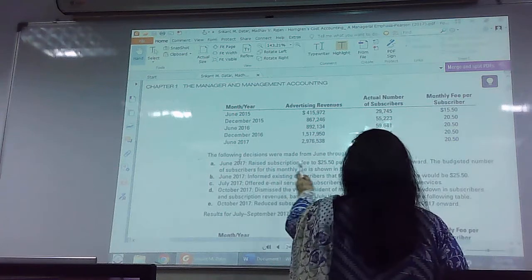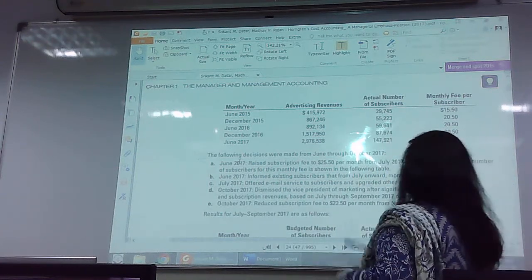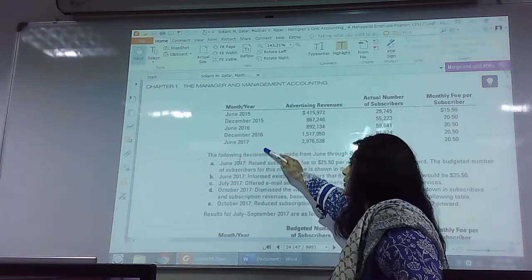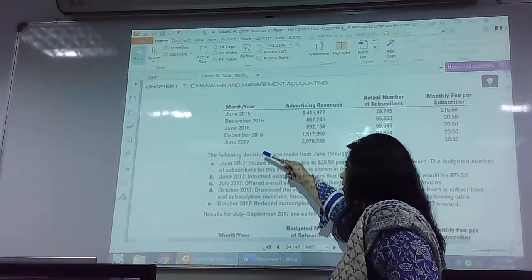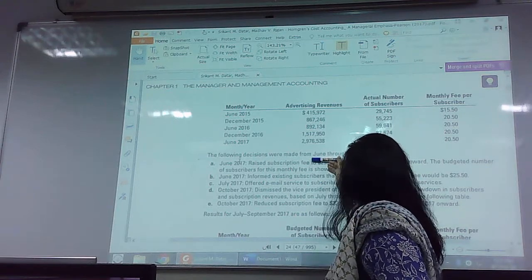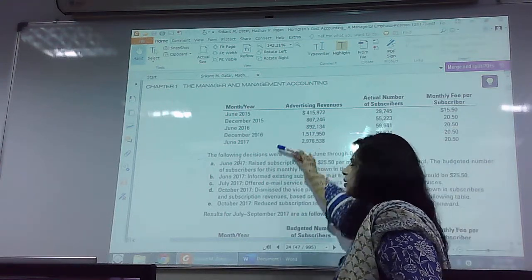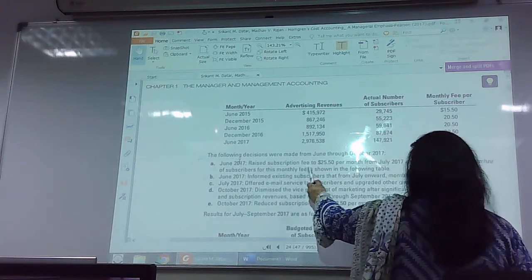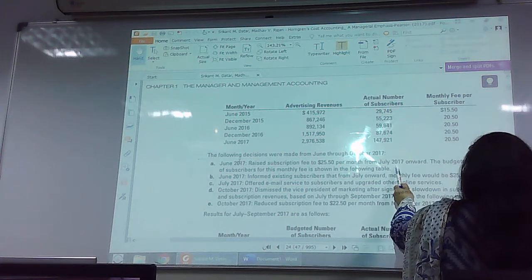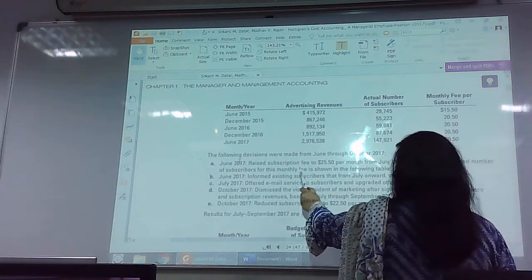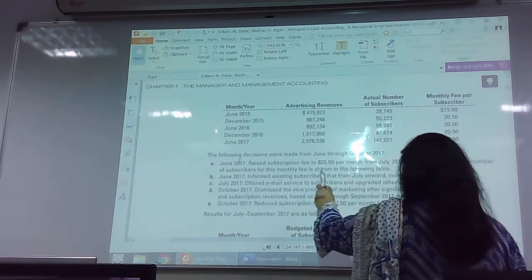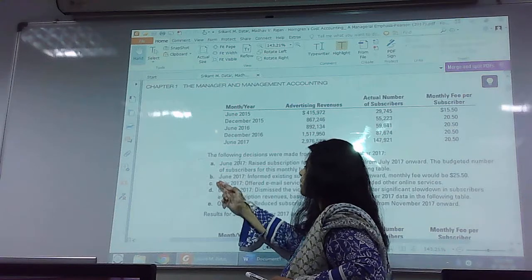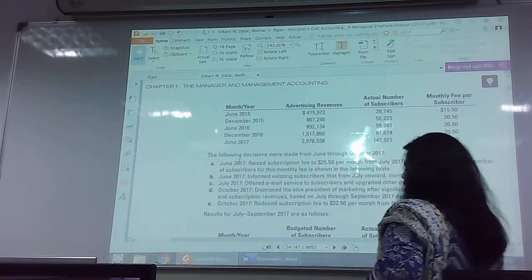Now the following decisions were made from June through October 2017. October, though, is not evident here, but what they're trying to show you is that this is the time span under which all decisions have been made. What decision? June 2017, they raised the fee per month. The budgeted number of subscribers is shown in the following table. So in June, after this period, these parts, A, B, C, D, E, they made some decisions.